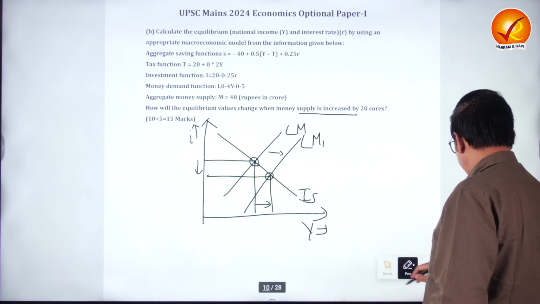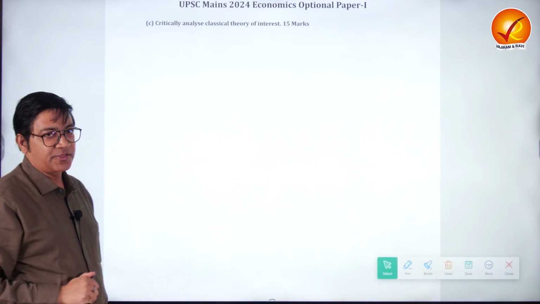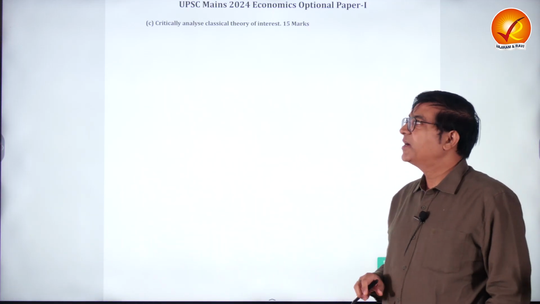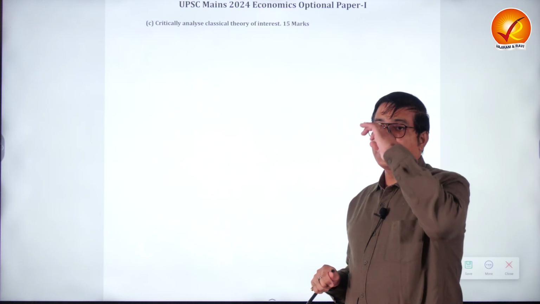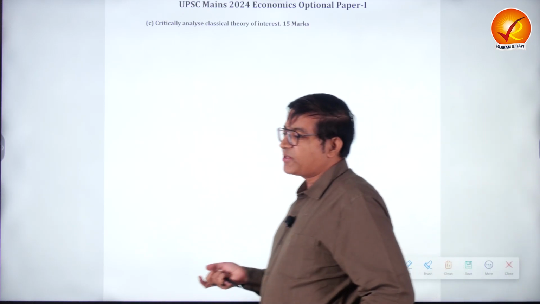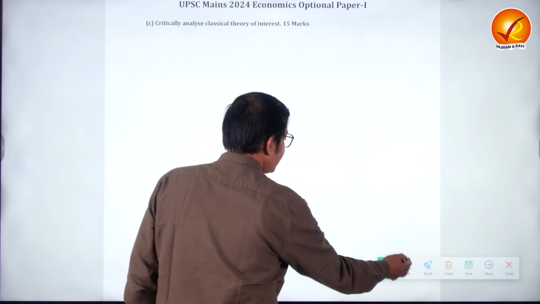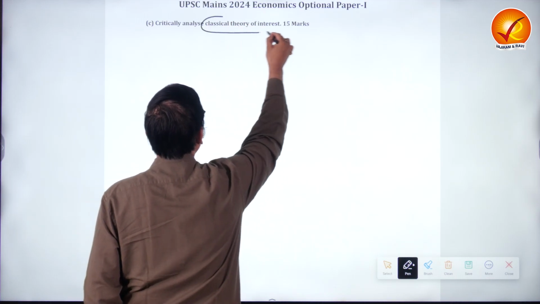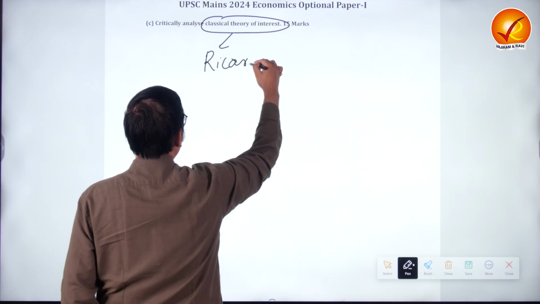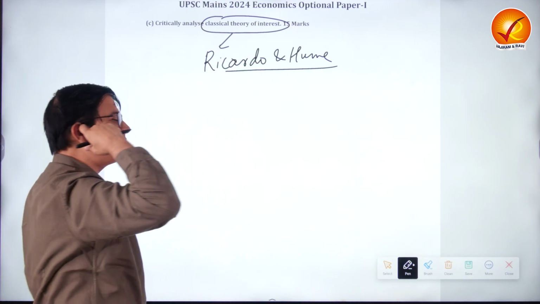Let's go to the next question. Critically analyze the classical theory of interest. Somewhat repetitive actually, because they had already asked about the loanable funds theory. Now, there are two things to claim here. Within classical macroeconomics also, money was not directly talked about, but interest was talked about by the early classicals also. For example, the earliest classical theory of interest was given by Ricardo and Hume. It is not very often discussed because it is too simplistic.